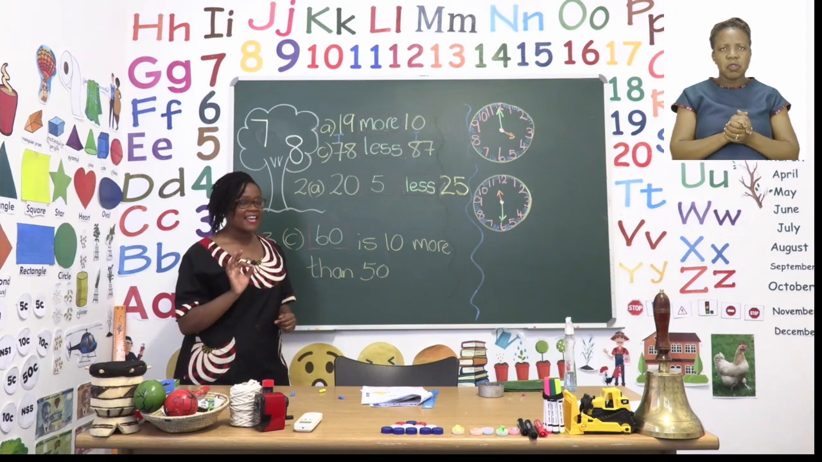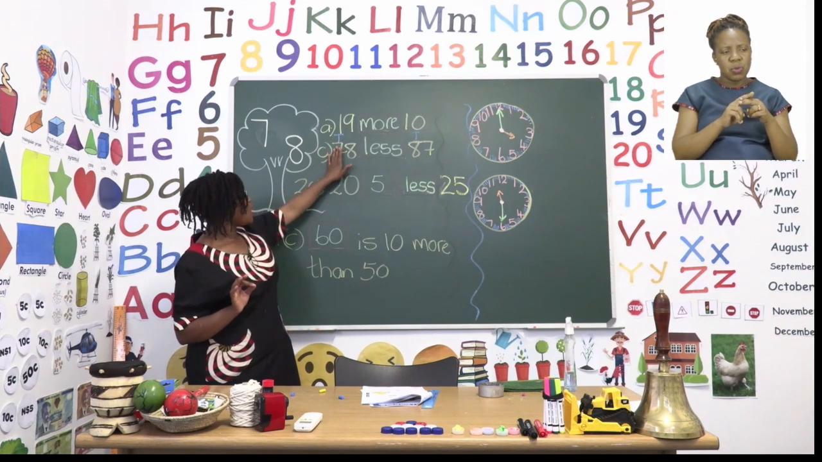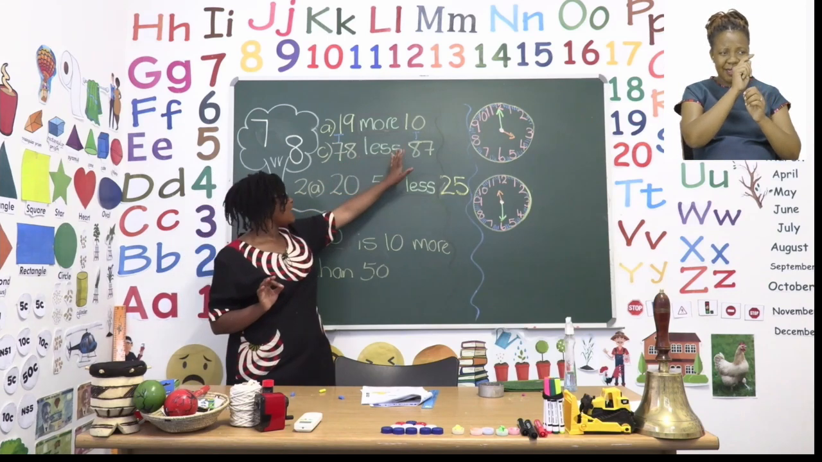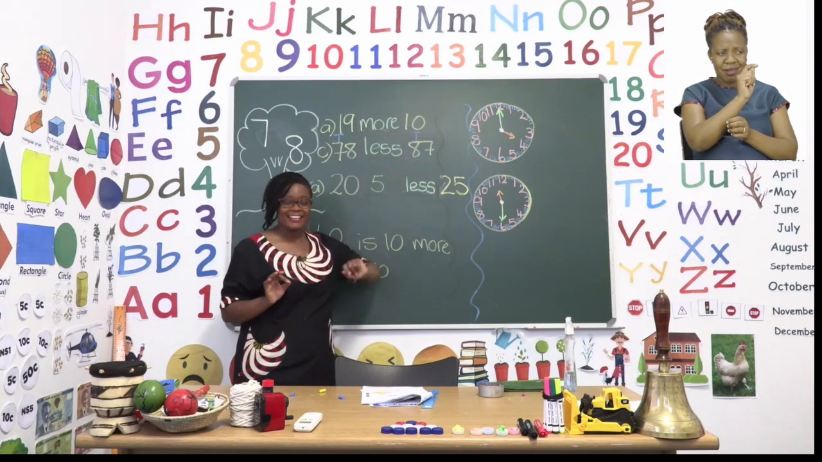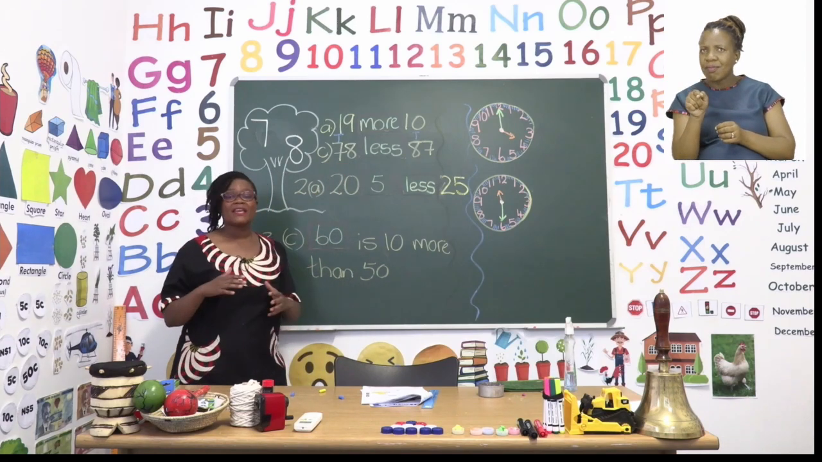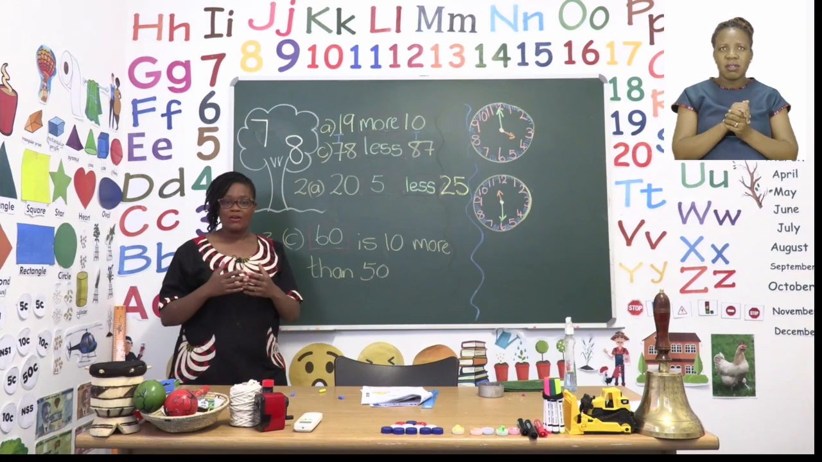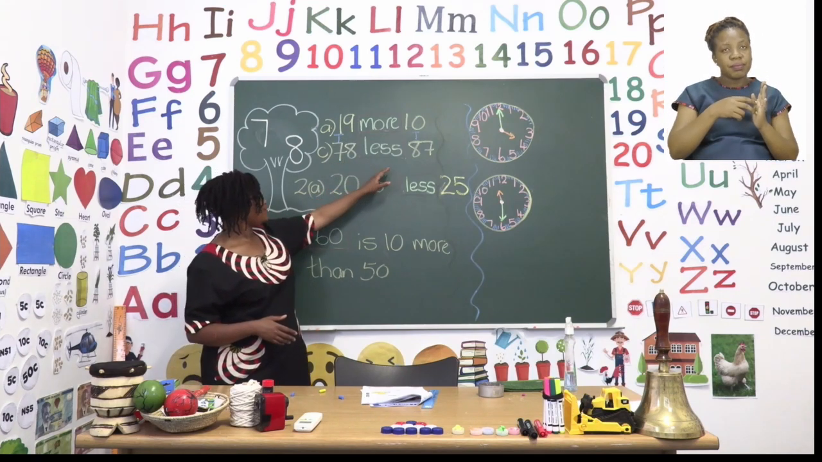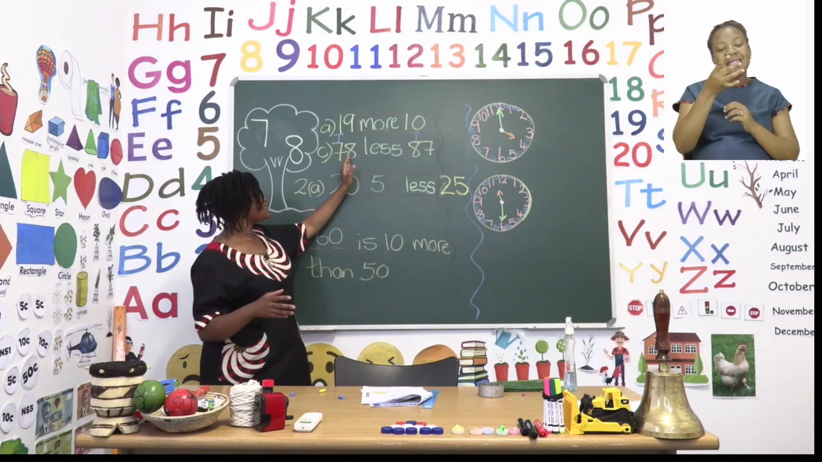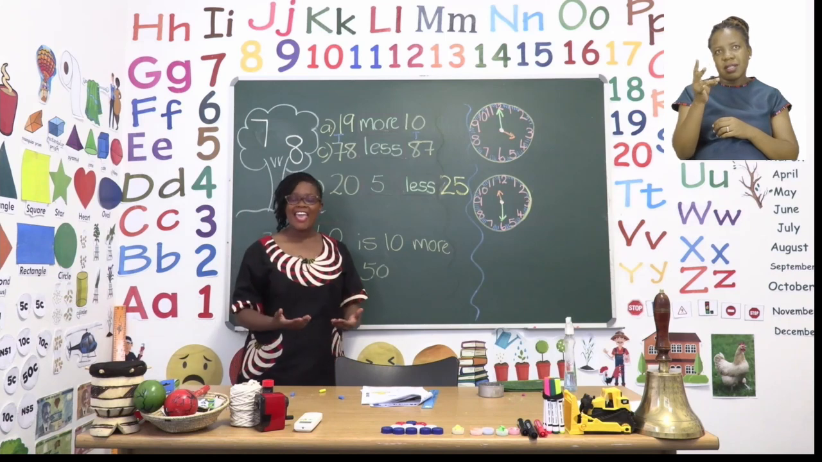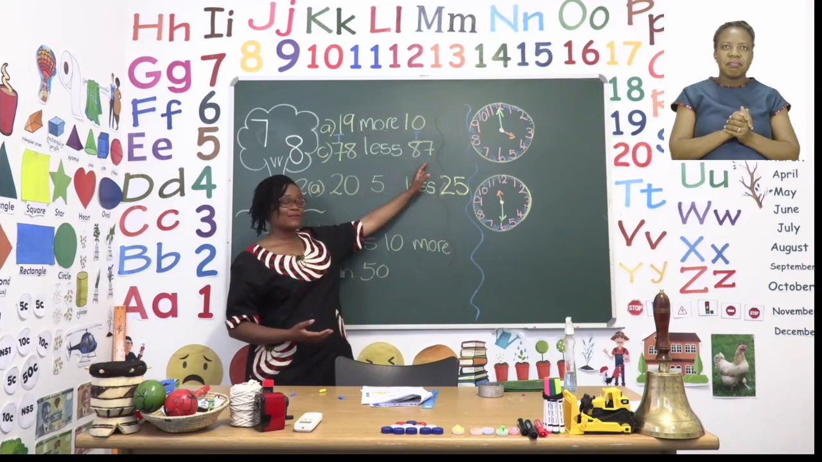Today, I've asked Mr. Tens to sit on top of the first digit. Here we have him sitting under 7, and here we have him sitting under 8. Now, the one that is in front is the one where we express more or less. So in this case, 87 is bigger than 78. So we say 78 is less than 87.